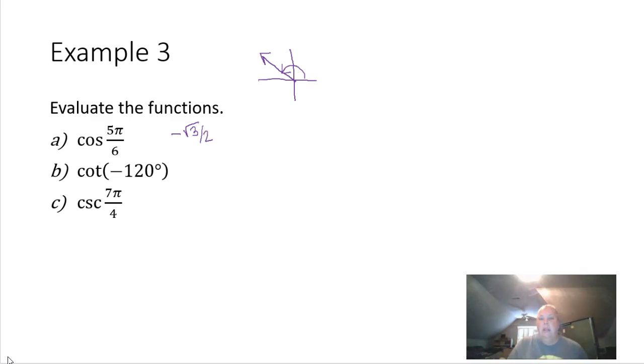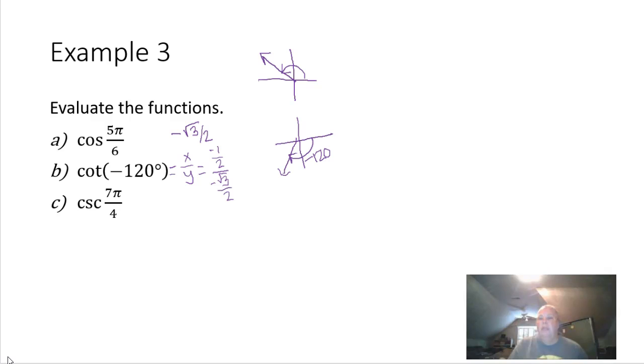All right, for part B, we have the cotangent for negative 120 degrees. Remember, this is negative 90, this is negative 180, so negative 120 is going to be somewhere in here. We're in quadrant 3. In quadrant 3, x's are negative and y's are negative. And remember, the cotangent is going to be x divided by y. So if they're both negative, that means our cotangent is going to be positive. Okay. And negative 120 degrees is the same thing as positive 240 degrees. And the x-coordinate at 240 degrees is going to be negative 1/2. And the y-coordinate is negative square root of 3 over 2.